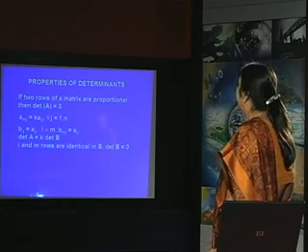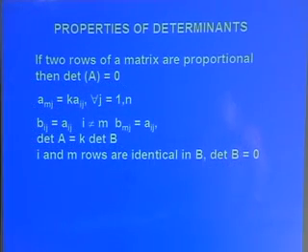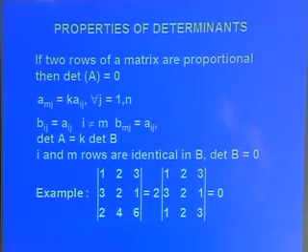Now to prove this, we assume that the mth row and ith row of the given matrix A are proportional. That means A_mj is equal to K A_ij for all values of j between 1 to n. Then one can determine a matrix B such that B_ij is equal to A_ij for all i not equal to m, but that means all the rows of B and A are identical except the mth row. The mth row of the matrix B is given by B_mj is equal to A_ij, that means it is identical with the ith row.